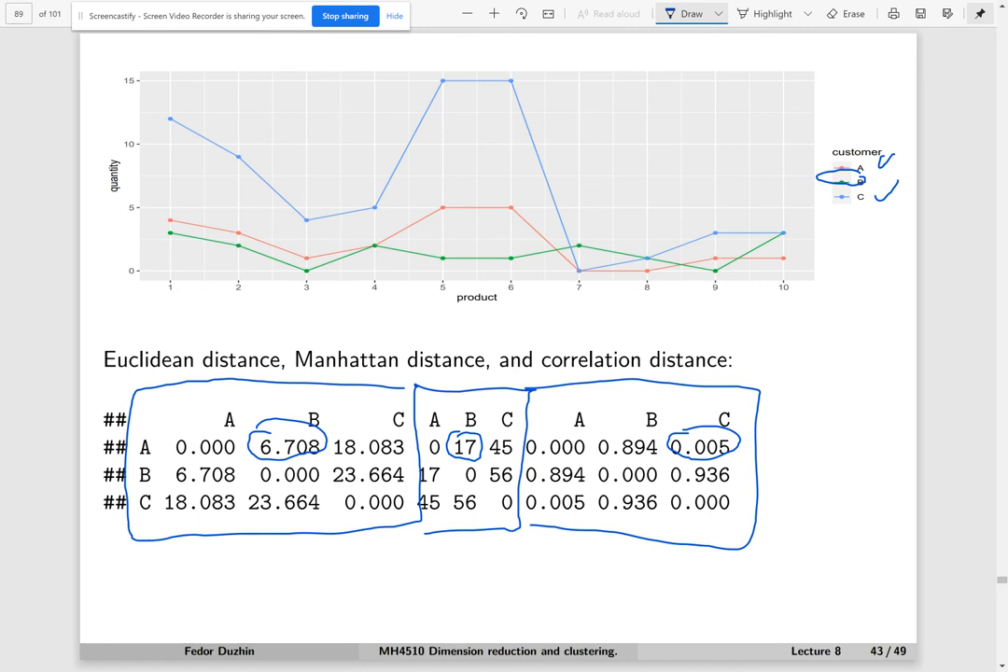And for market analysis, probably we do not really care about how much stuff our customers buy, but we probably care more about which basket, so which products they buy. And we want to segment our customers according to the type of market basket that they buy. And in that case, we should choose correlation as our dissimilarity measure rather than Euclidean or Manhattan distance.